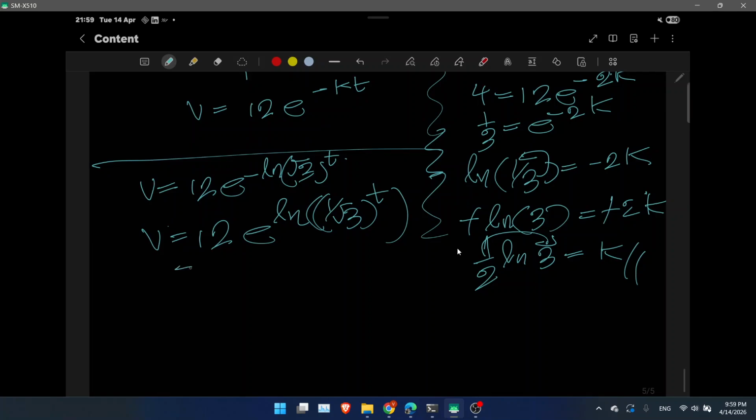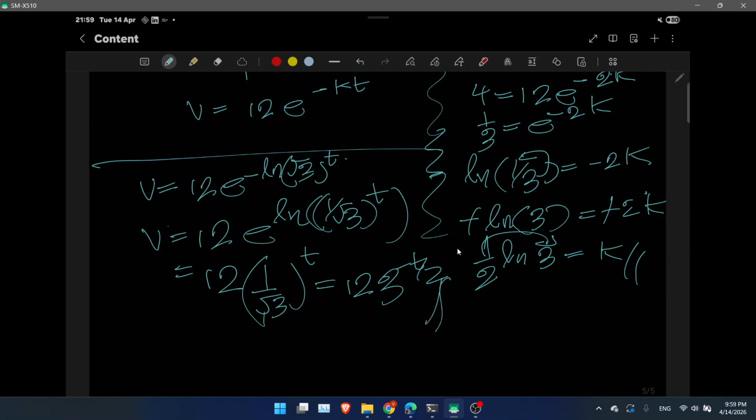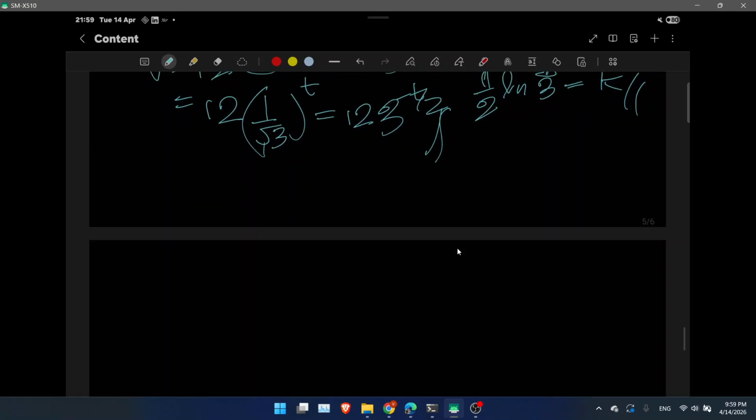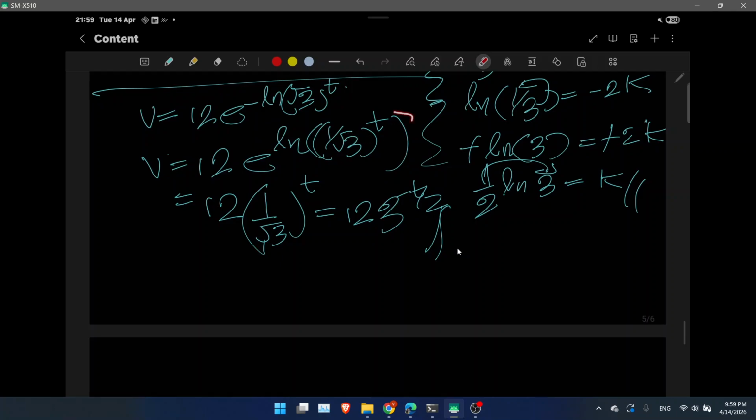So if you simplify it, what you get is 12 times 1 over root 3 to the power t. Simplify, what you get is 3 to the minus t over 2. So this is the final solution. I hope you are fine with the basic simplifications that I have done here. If you are confused about how this step comes, it is just like this.